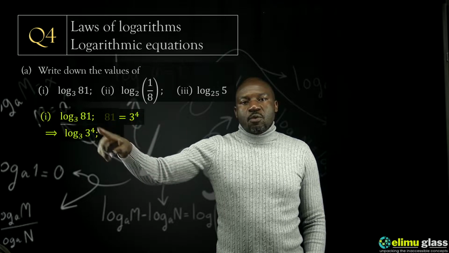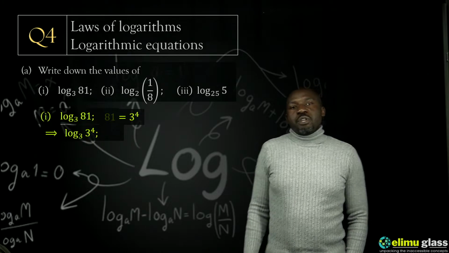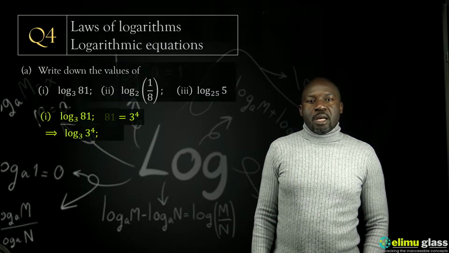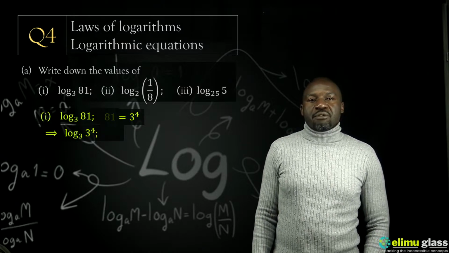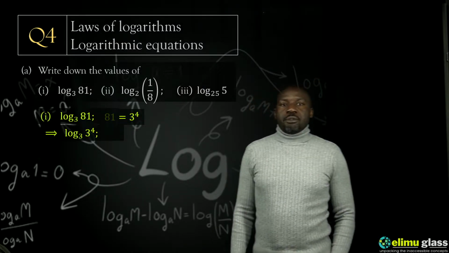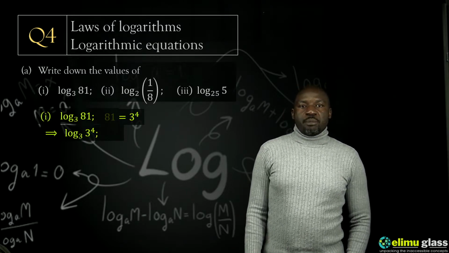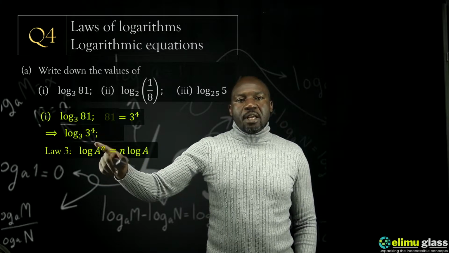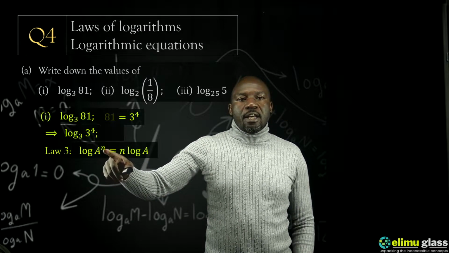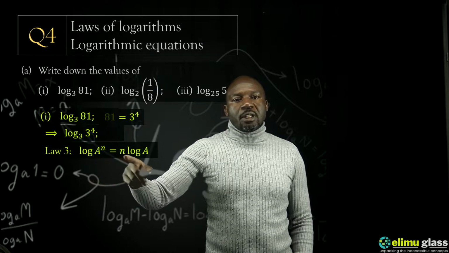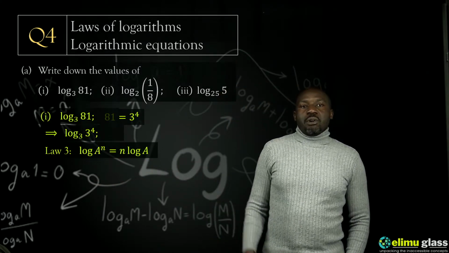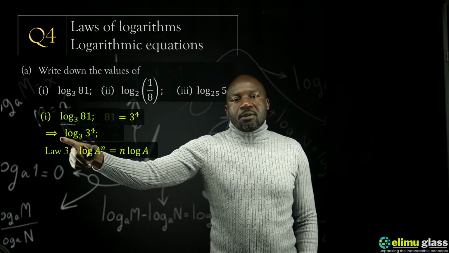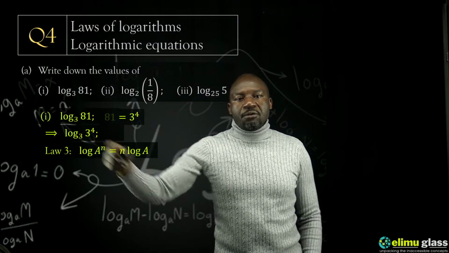So we'll replace 81 with 3 power 4, and then we use a law of logarithms. In our discussion, this was law number 3. You don't have to remember it as law number 3, but if you do, that will just be fine. Law number 3 says that log to any base of a power n, this n just moves to the side, and we proved this with several questions. So that means we can move the 4 to the side. So we have 4 log to base 3 of 3.